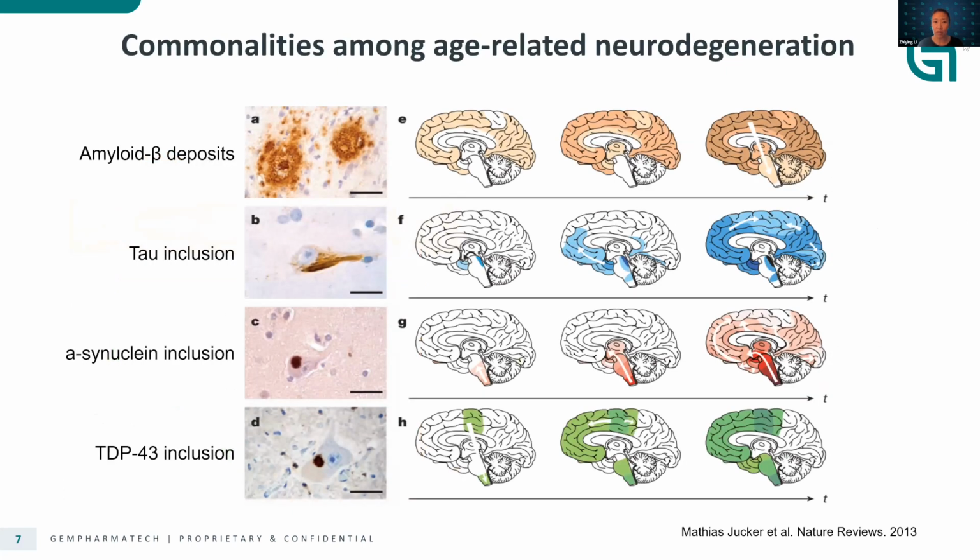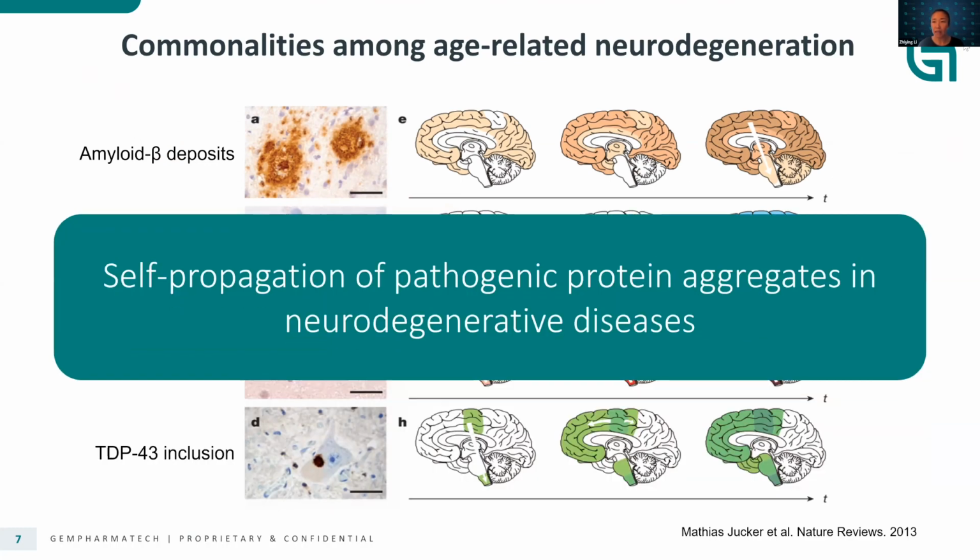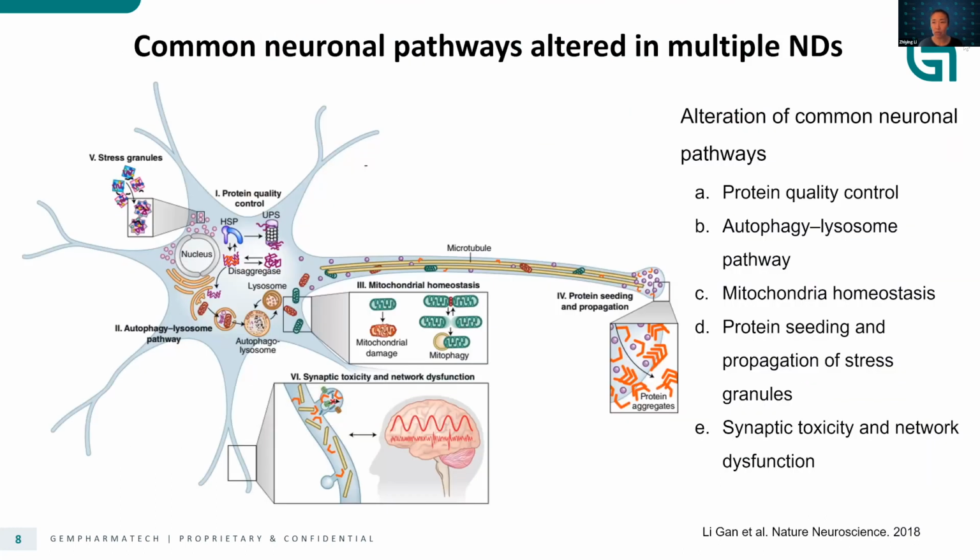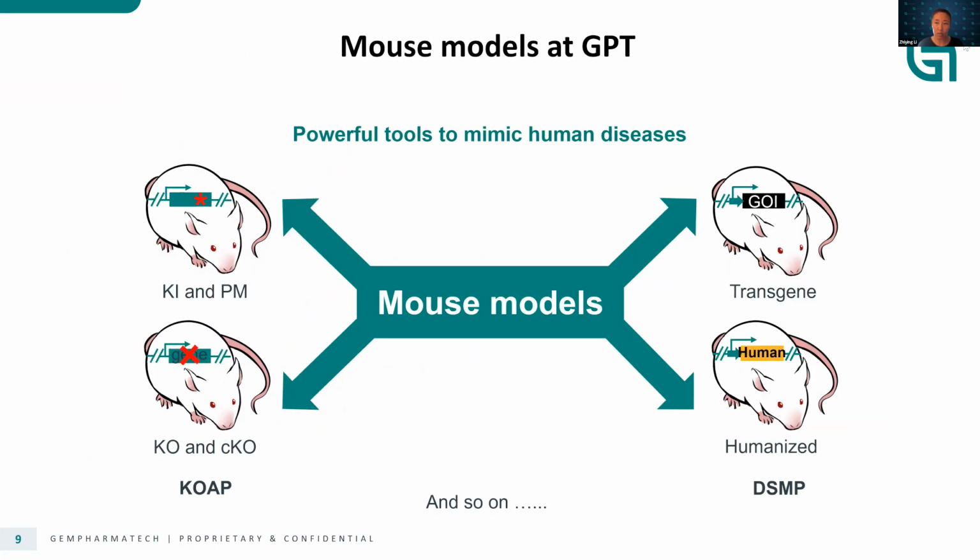This slide summarizes quite a few proteins that have this property. The commonality is that these misfolded proteins can self-propagate, leading to neuronal loss in patients. In addition to the misfolding and aggregation of proteins, there are several other common pathways leading to neurodegeneration. One is the autophagy lysosome pathway, and parallel to that, mitochondrial homeostasis can also be perturbed, leading to neuronal dysfunction. And finally, synaptic toxicity or network dysfunction can also be a cause for neurodegeneration.